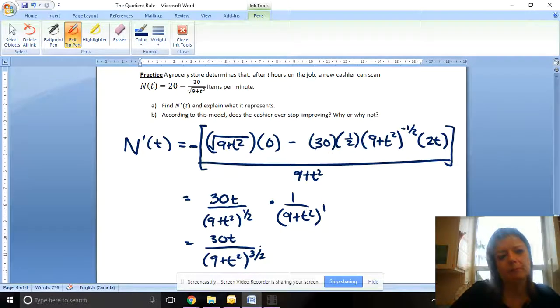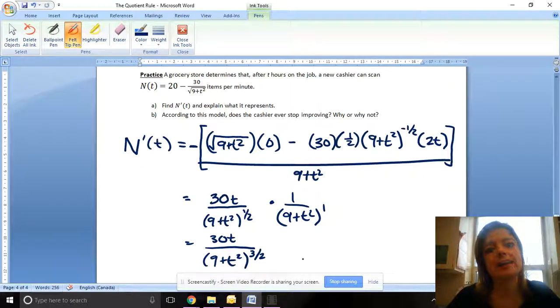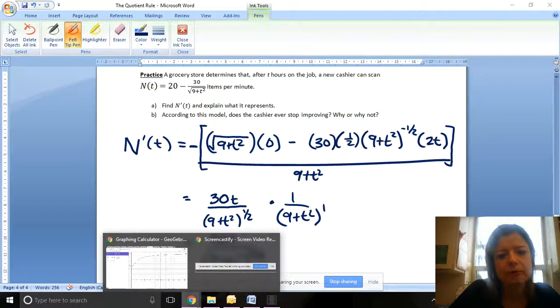What on earth does it mean? Basically, this is the number of items per minute. So how is their rate of scanning changing? For instance, if they're able to scan 10 items and the derivative is 2, then that means they're improving by 2 items per minute every minute. So they'll be getting up to 12 items per minute. If the derivative was negative, that would mean that their performance was decreasing, so they were actually going down in how many items per minute they could scan. So it's important that you understand that.